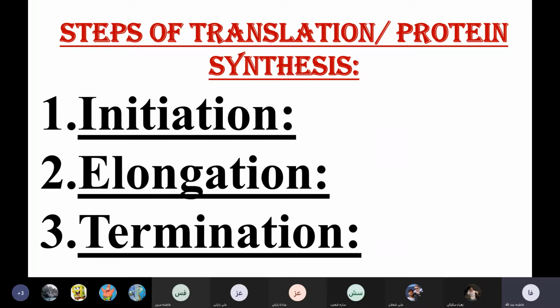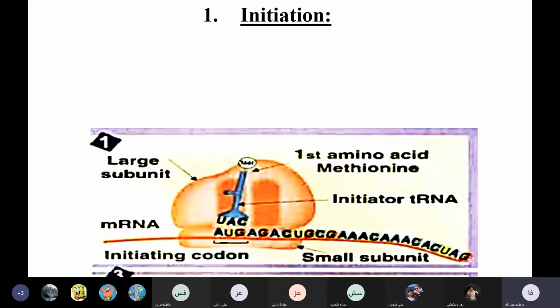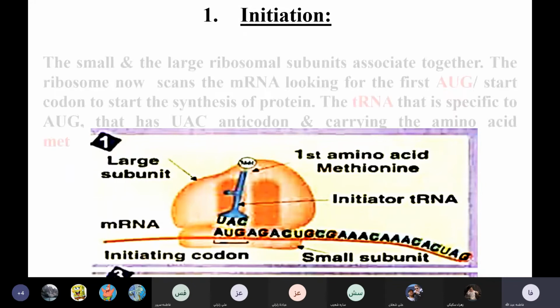Initiation, elongation, termination. As you can see in the figure, initiation starts when the small ribosomal subunit with large bind together, they scan the messenger RNA looking for the first AUG. AUG will be situated facing the P site. The transfer RNA يلي هو complementary to the AUG حيجي يعمل bind على ال AUG carrying the amino acid met. The A site is empty.